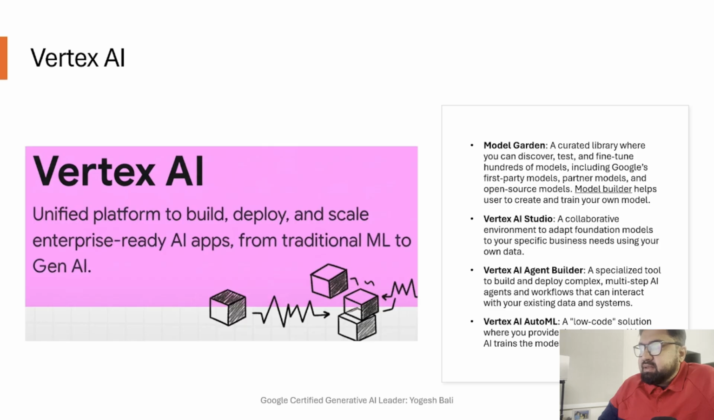Vertex AI Studio is a collaborative environment to adapt foundational models to your specific business needs using your own data. That means if I want to customize an existing AI model, I will use Vertex AI Studio to do this. Vertex AI Agent Builder is a specialized tool to build and deploy complex multi-step AI agents. Vertex AI AutoML is a low-code solution where we just provide the dataset and Vertex AI trains the model using that dataset and prepares a model for us.